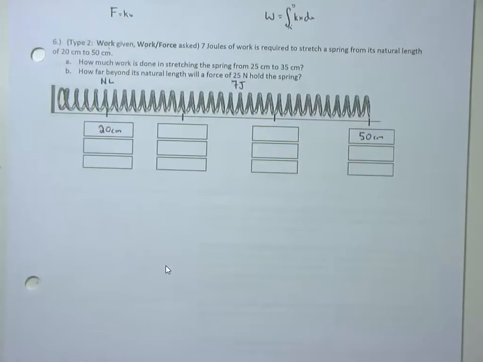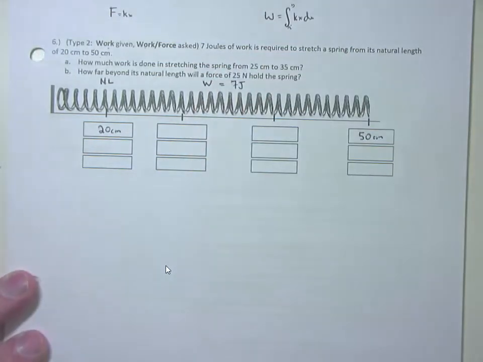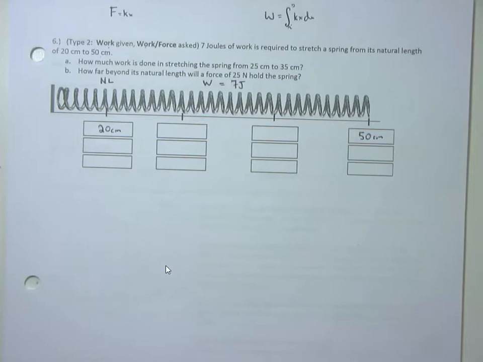But what does joules measure? Because here's the trick right here. Work. They didn't give me force, they gave me work. Now, let's pay attention to your units. Natural length has got to be zeroed out. You've got to calibrate your system. So when they start talking about 20 centimeters being the natural length, this is going to be your 0 mark.